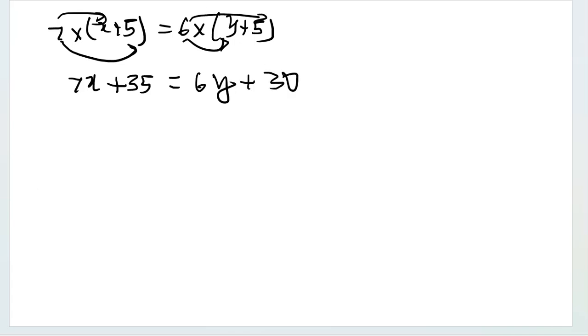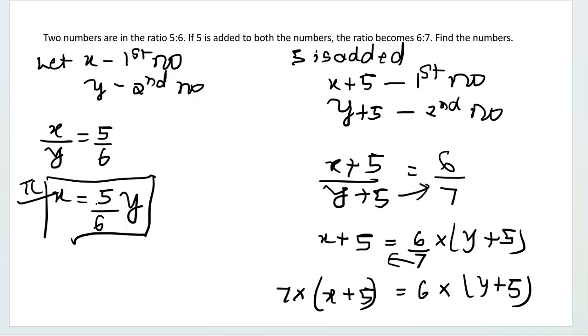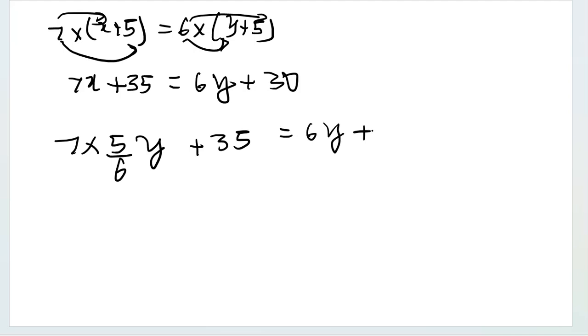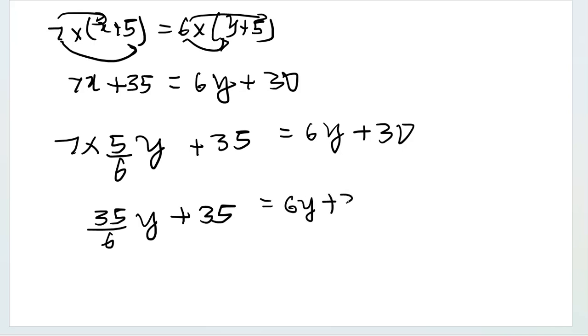Now we use our trump card. Our trump card was saying x is 5 upon 6y. So instead of x, we write 5 upon 6y plus 35 is equal to 6y upon 30. 7 5 is 35 upon 6y plus 35 is equal to 6y plus 30.